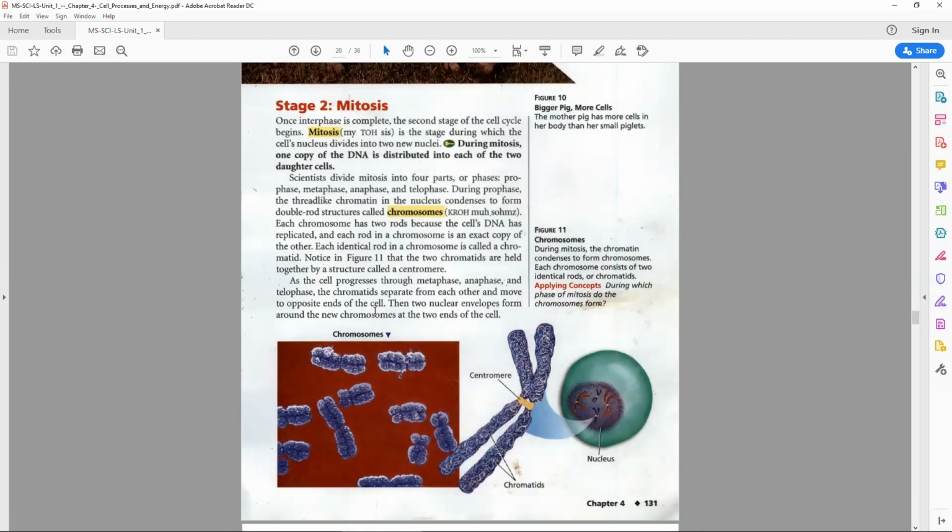As the cell progresses through metaphase, anaphase, and telophase, the chromatids separate from each other and move to opposite ends of the cell. Then, two nuclear envelopes form around the new chromosomes at the ends of the cell.